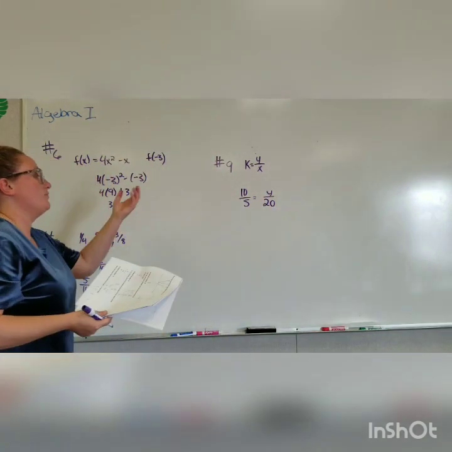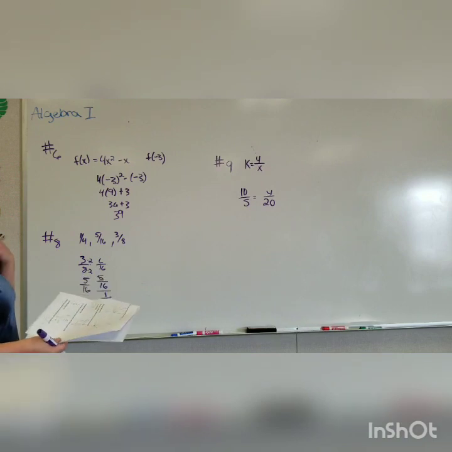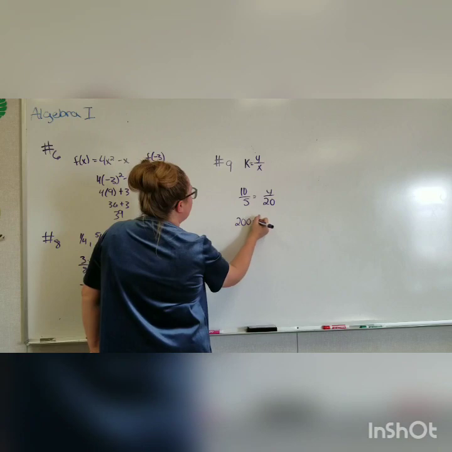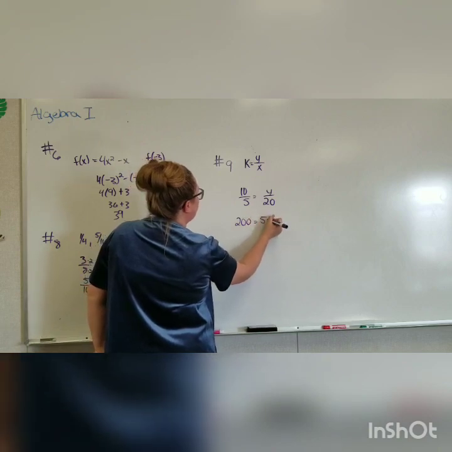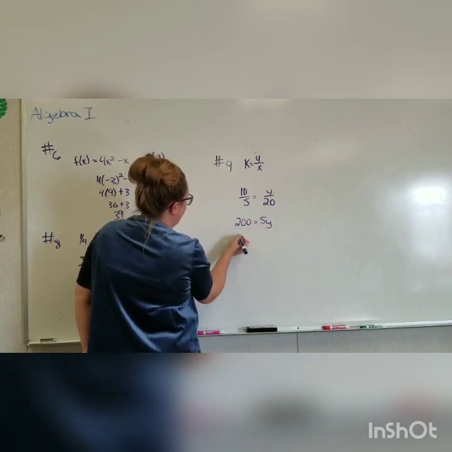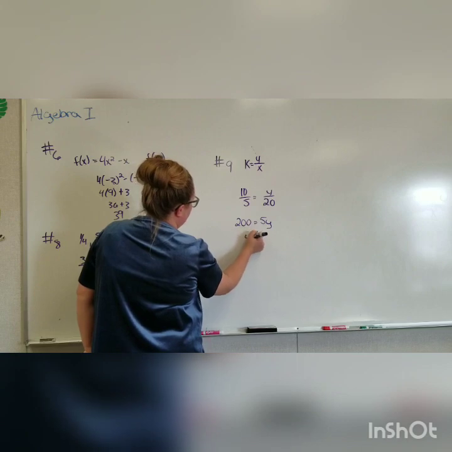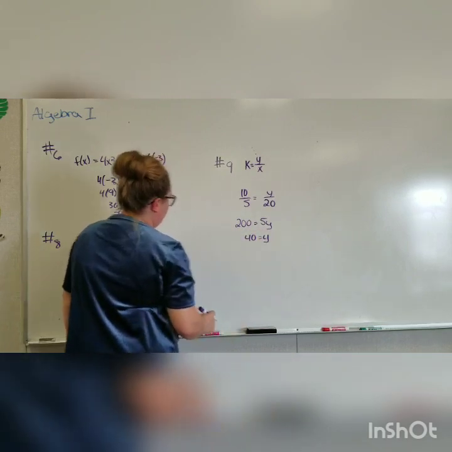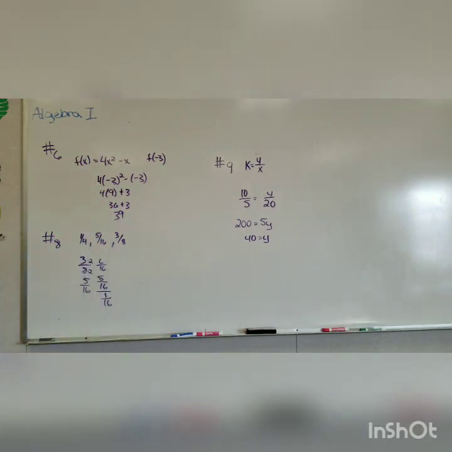So we set up a proportion and cross multiply, all right? 20 times 10 is 200, and 5 times y is 5y. And then divide 200 by 5 to get y. 200 divided by 5 is 40. When x is 20, y will equal 40.